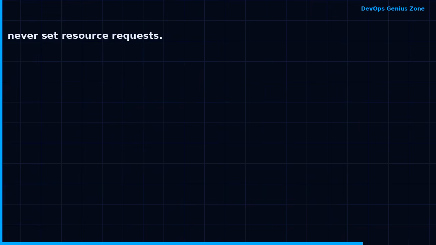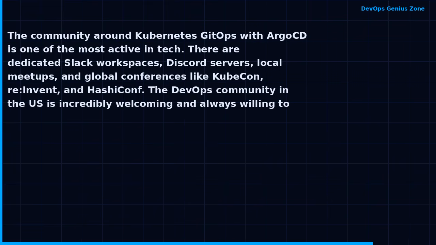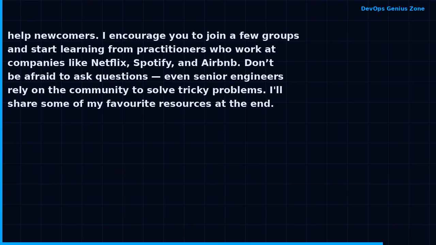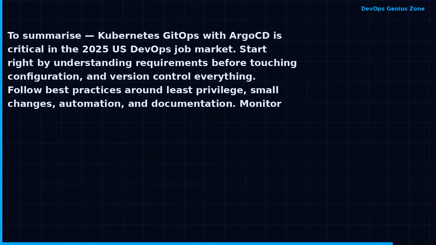The community around Kubernetes GitOps with ArgoCD is one of the most active in tech. There are dedicated Slack workspaces, Discord servers, local meetups, and global conferences like KubeCon, re:Invent, and HashiConf. The DevOps community in the US is incredibly welcoming and always willing to help newcomers. I encourage you to join a few groups and start learning from practitioners who work at companies like Netflix, Spotify, and Airbnb. Don't be afraid to ask questions, even senior engineers rely on the community to solve tricky problems. I'll share some of my favorite resources at the end.